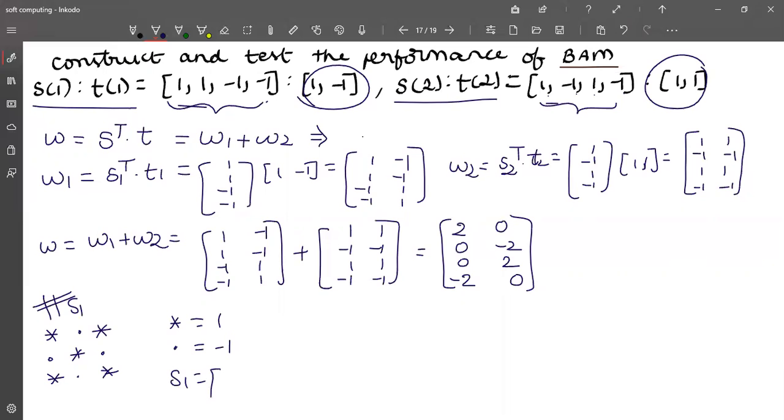Finally, we'll be getting S1 as 1, minus 1, 1 for star dot star, and minus 1, 1, minus 1 for dot star dot, and 1, minus 1, 1 for star dot star. So here is how you have to obtain the input vector in some conditions, like if you are given patterns of this kind, star and dot. And after obtaining this, you just proceed with the method of finding the weight and testing with the input in forward and backward direction and test the BAM network. This is how construction and testing the BAM network is performed. Thank you.